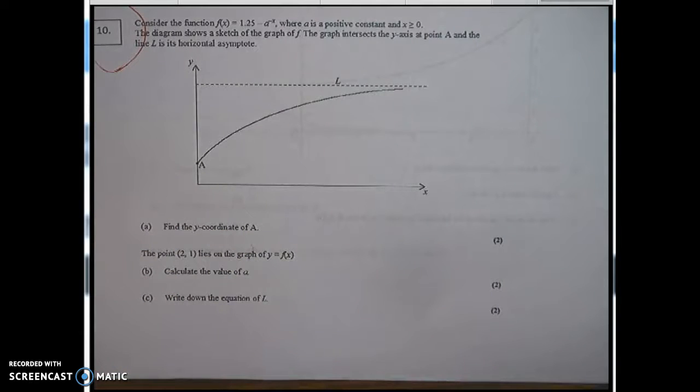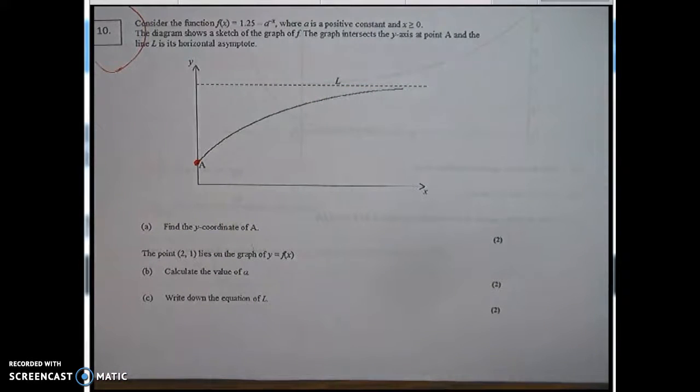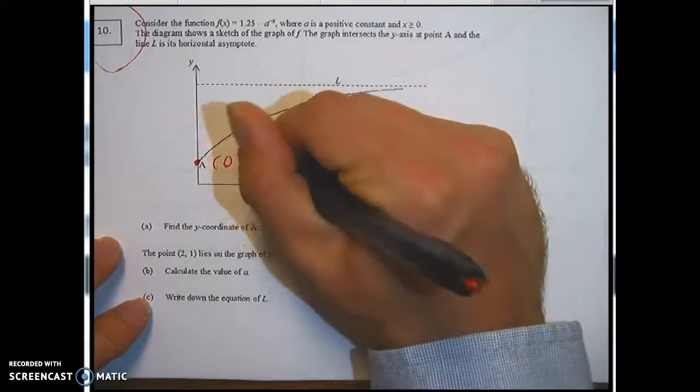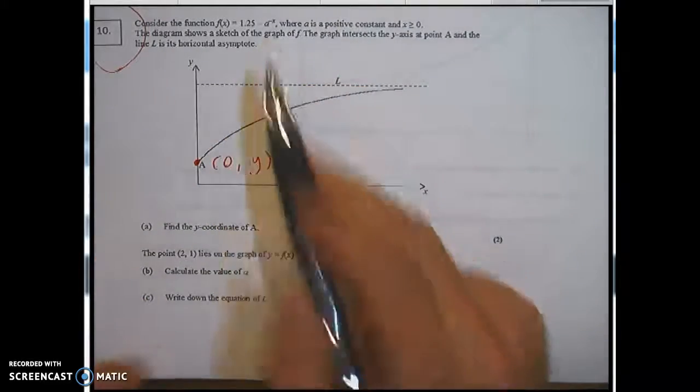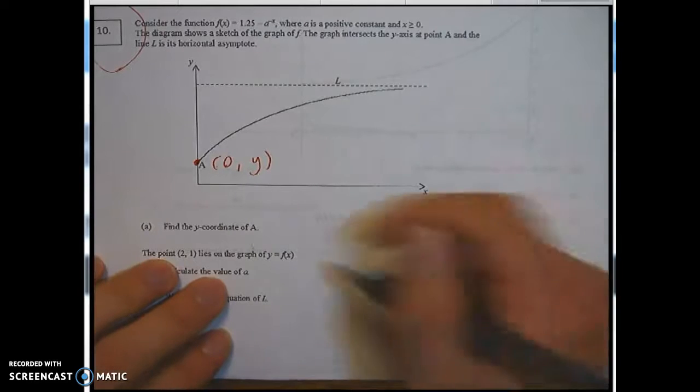The graph intersects the y-axis at point A, right here, and the line L is the horizontal asymptote. Find the y-coordinate of A. Well, notice that A is at 0 for x, and we don't know the y. So if I plug a 0 into this equation, I should probably have the y-coordinate.